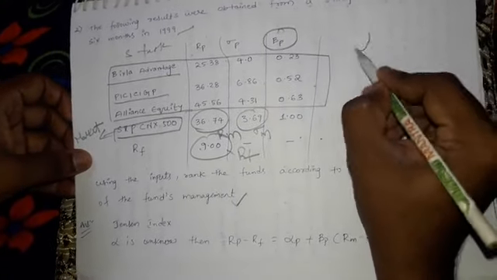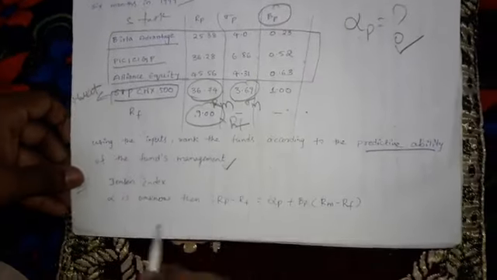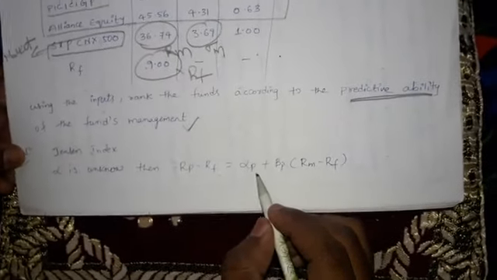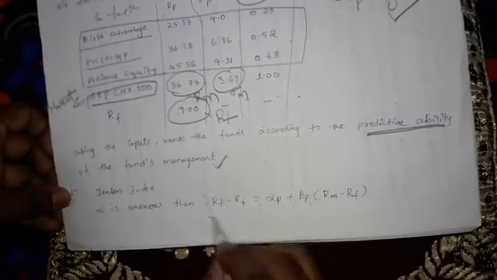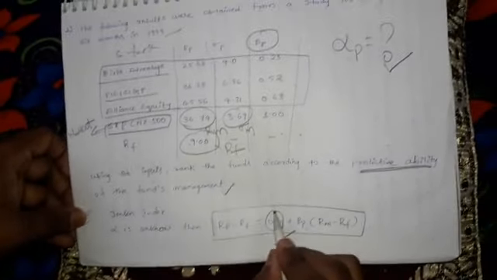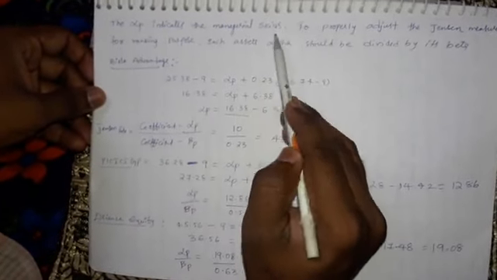So here alpha p values are unknown values. If alpha p values are unknown, then we need to use the predictive ability formula, that is Rp minus Rf equals alpha p plus beta p into Rm minus Rf. So based on this formula we need to determine the values of alpha p. We'll see, students. The alpha p indicates the managerial skills.